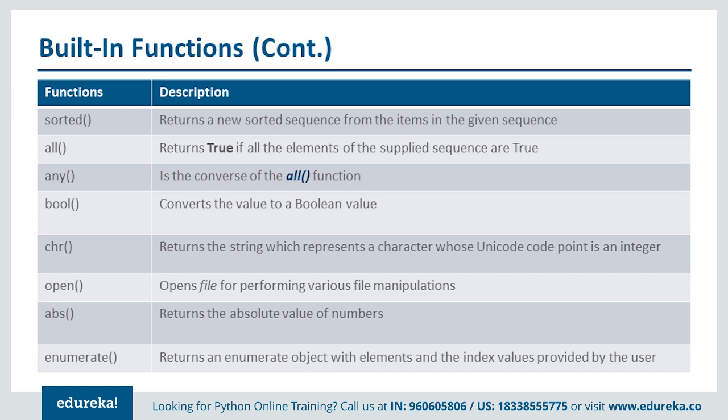chr is a function used to return the string which represents a character whose Unicode point is an integer. Then, for opening files and various file operations, the open function is used. abs is used to calculate the absolute values of numbers here. And enumerate returns an enumerate object with elements and the index values. It is a kind of custom data type, so that is where we can use enumerate.